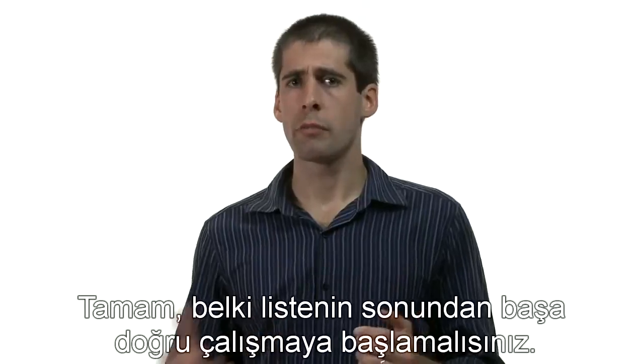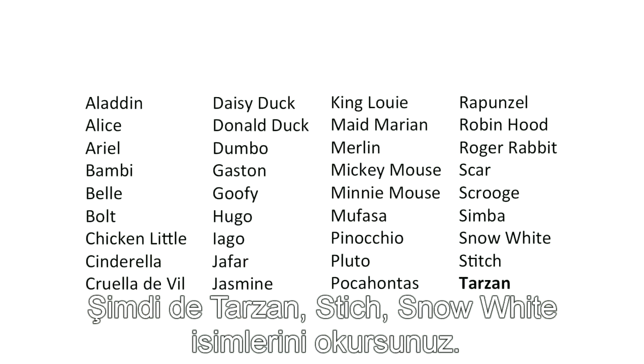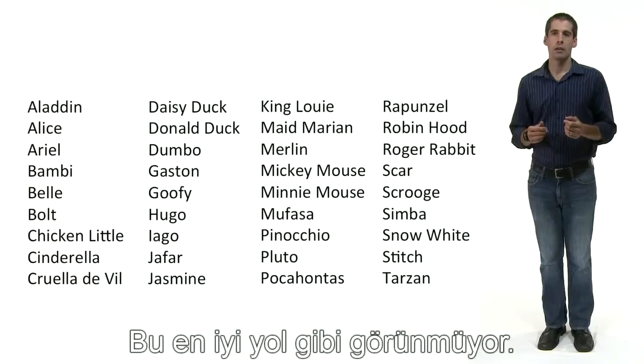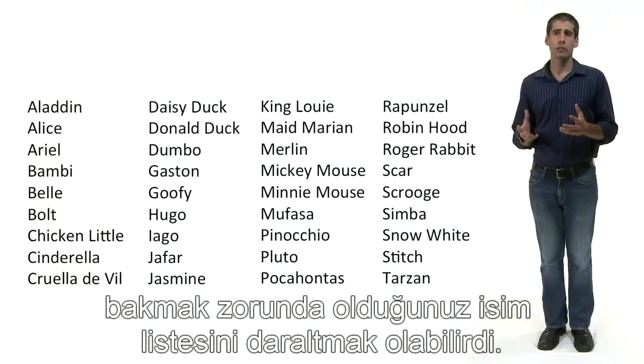Okay, maybe you should start working backwards from the end of the list. Now you read Tarzan, Stitch, Snow White, and so forth. Still, this doesn't seem like the best way to go about it. Well, another way that you could go about doing this is to try to narrow down the list of names that you have to look at.